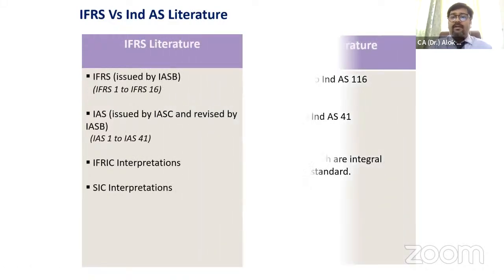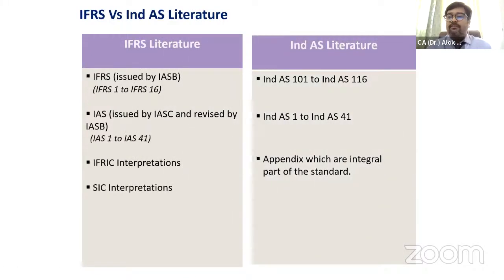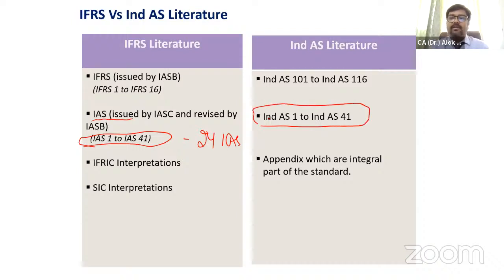In India, while drafting the Ind AS literature, we have done a very beautiful job. ICAI has done a tremendous job. Wherever IAS standards, international accounting standards, are there, like IAS 1 to IAS 41, we have issued Ind AS 1 to Ind AS 41, right? For example, instead of IAS 1, we have issued Ind AS 1, and IAS 2, Ind AS 2. IAS 3, 4, 5, 6 are not there, so we have not issued Ind AS 3, 4, 5, 6. We have maintained the same sequence, same series.